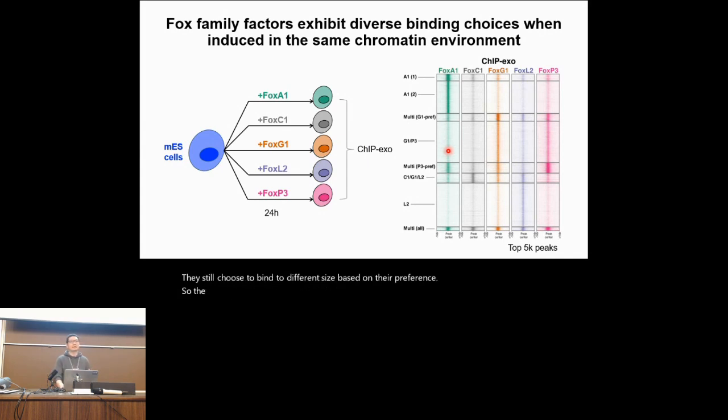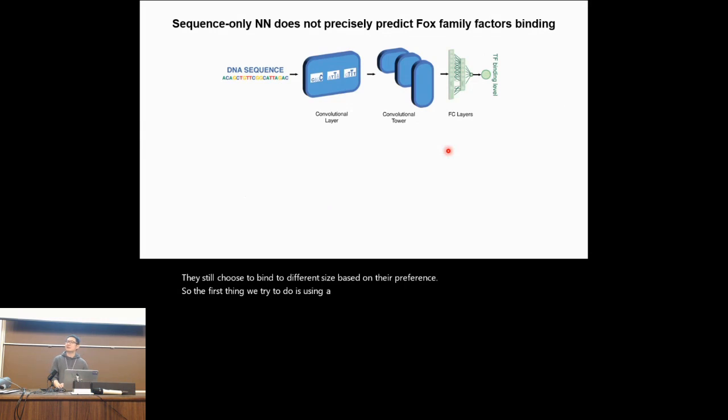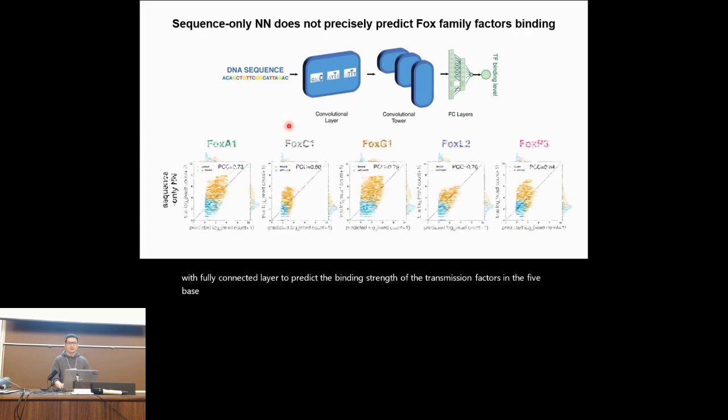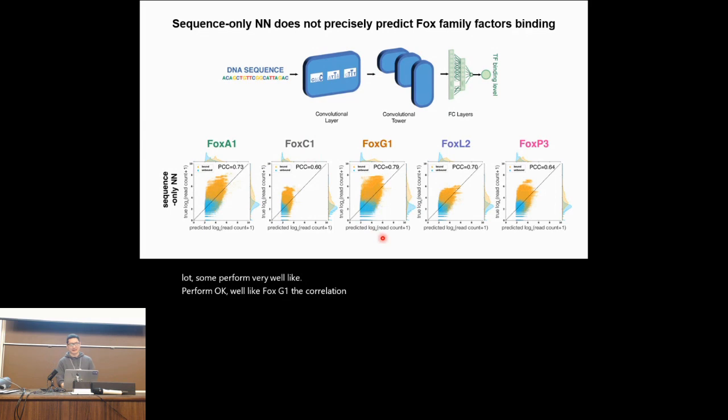The first thing we try to do is use a sequence-only neural network to see to what extent the sequence is able to explain these diverse binding site choices. The model we use takes a 500 base pair long DNA sequence, and the design is very simple: a convolution tower with a fully connected layer to predict the binding strengths of the transcription factors in the 500 base pair regions. The performance of the five individual models varies a lot. Some perform okay, like FOXG1, where the correlation is 0.79, and the worst one is FOXC1.